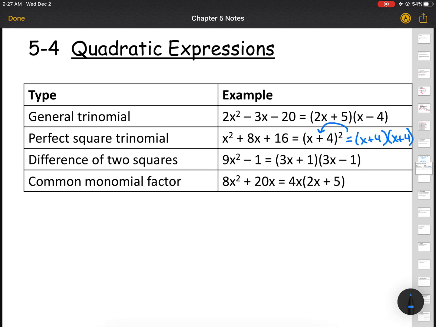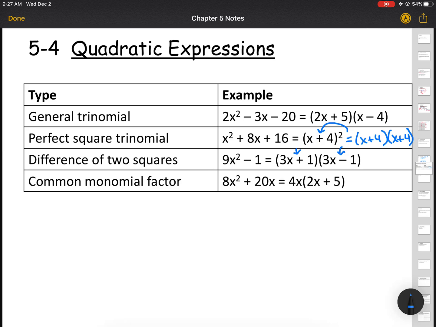The difference of two squares we actually talked about as well. Remember that the difference of two squares always has a factor that is a plus and a factor that is a minus. And lastly here we have a common monomial factor.